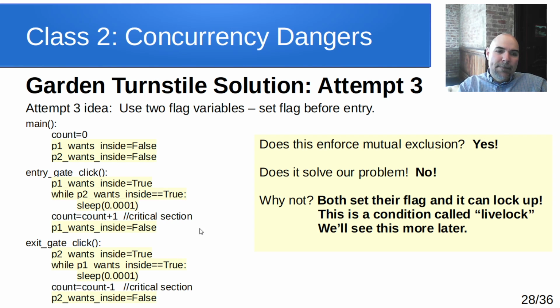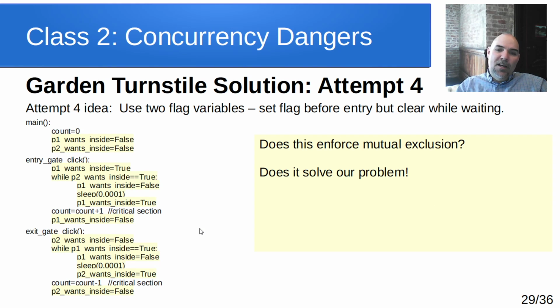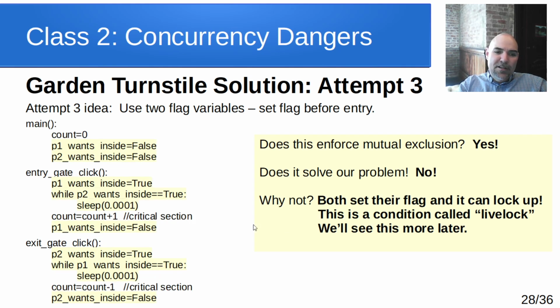All right. Attempt 4. We're going to use 2 flag variables again. This is kind of a modification of the one we just did. And in this case, though, we're going to set the flag before entry, but we're going to clear it while we wait and then restart while we wait. So the problem you might think over here was that this one said he wanted inside, and then while he was waiting, he kept saying he wanted inside, which never would give the other one a chance to move forward.